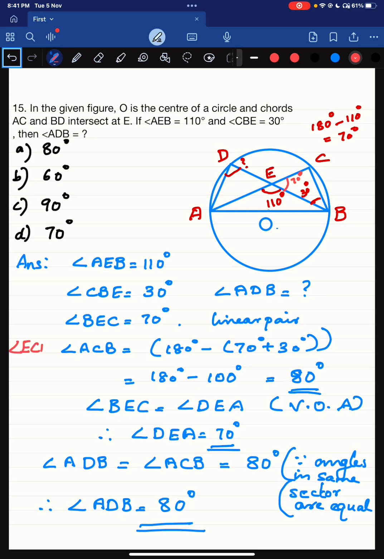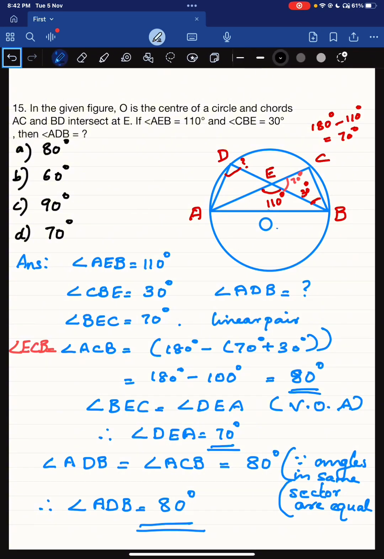Angle ECB is equal to angle ACB. Both are in the same triangle, right? Both are 180 minus this. You want to add these two angles and subtract from the total angle. So 180 minus (70 plus 30), that is equal to 180 minus 100, which is 80 degrees. So we got angle ACB, right? Angle ACB is equal to 80 degrees.